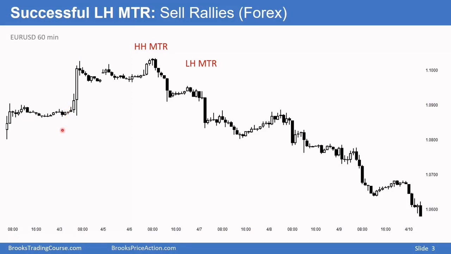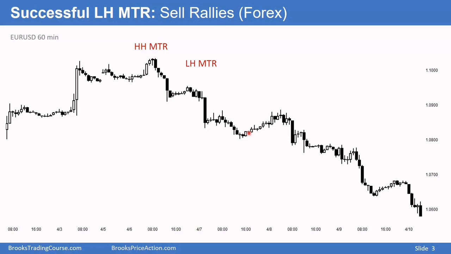This is a 60-minute chart of the euro versus the dollar, and we have a bull trend. We have a trading range, a double bottom bull flag, and then a bull breakout, and then we reverse down. This is a potential higher high major trend reversal. We have a high, and we have a higher high. The sell-off lasted 7 or 8 bars and went sideways for 20 bars. That's enough bars for a major reversal. And then we had a strong breakout that immediately failed. The market turned down fairly strongly.